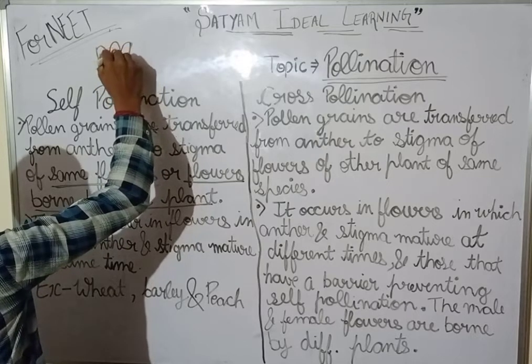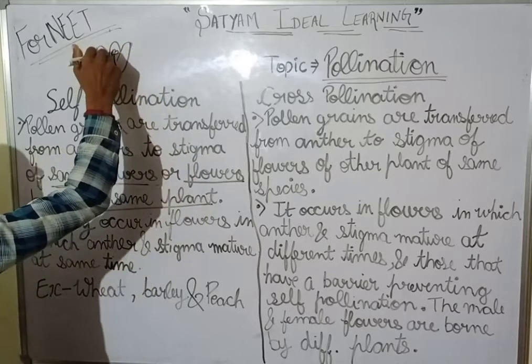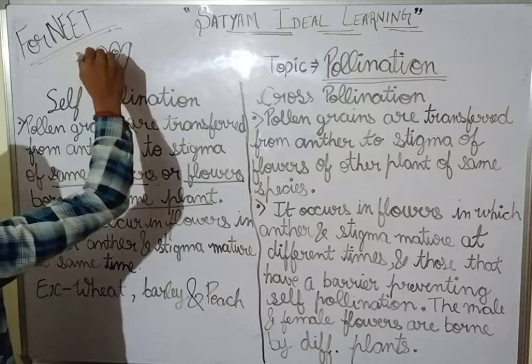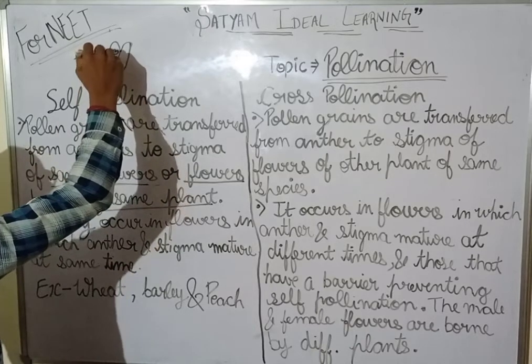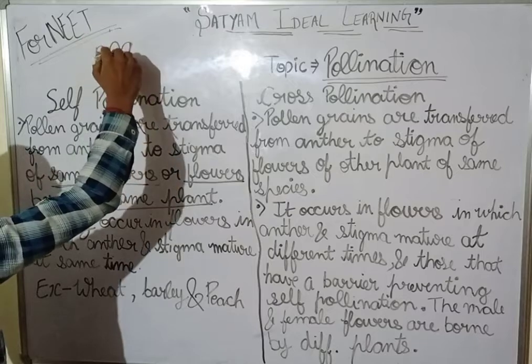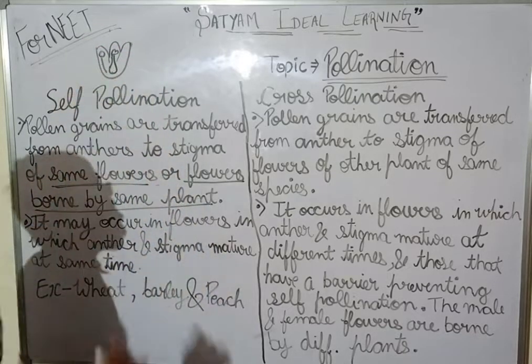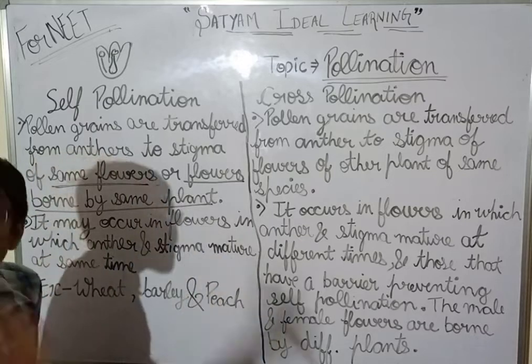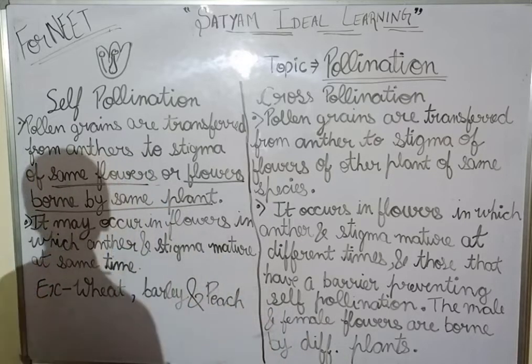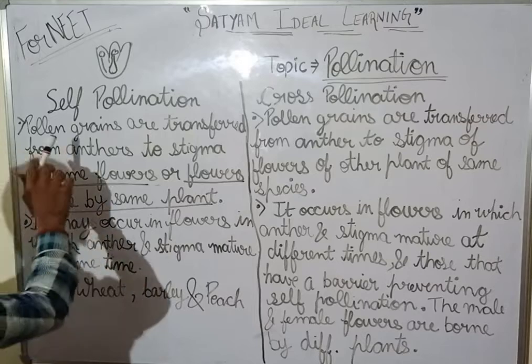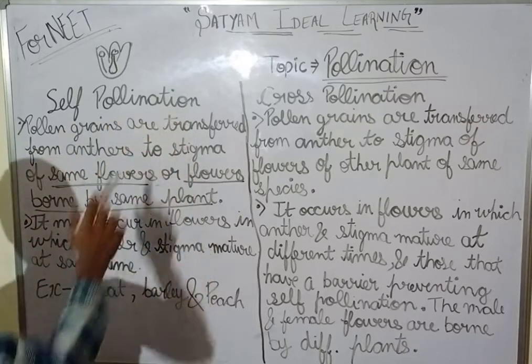Okay, this is the stigma. So the anther is this and the filament is this. The pollen grain will go from there to the stigma of the same flower, or to the stigma of another flower of the same plant. Okay, clear? This is known as self-pollination.